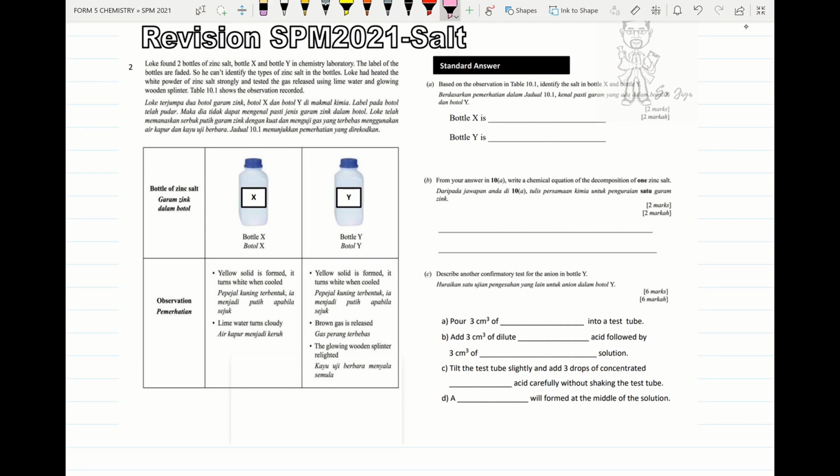Alright, so we try to check bottle X and bottle Y. Bottle X and bottle Y contain zinc salt. That means one of the cations is zinc ion. So here also zinc ion. Alright, so we try to read the question.